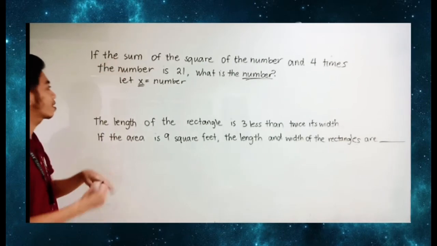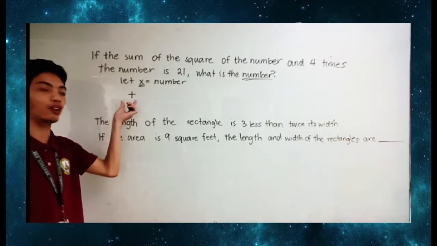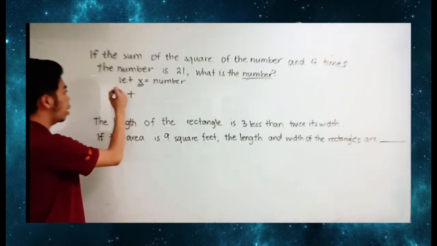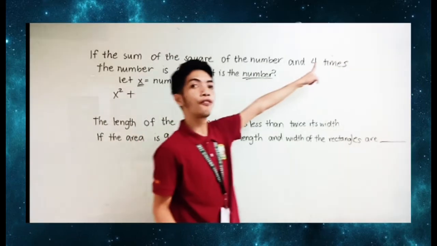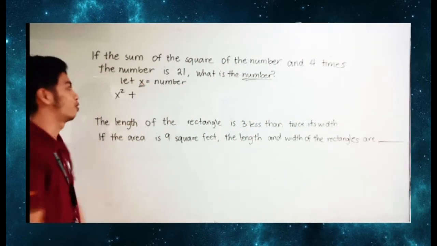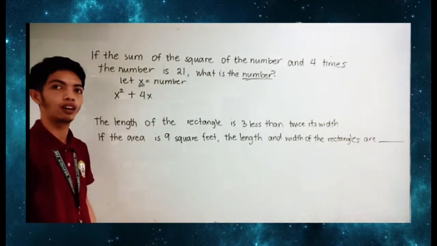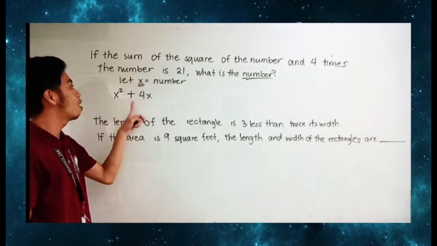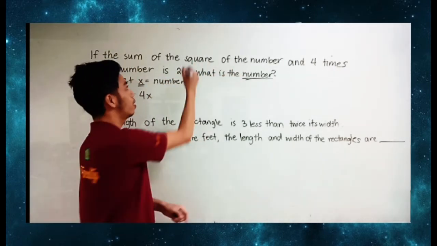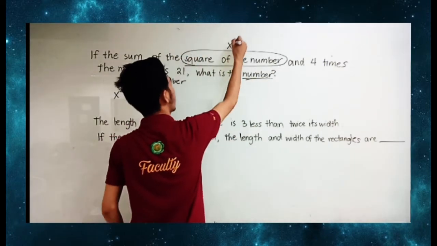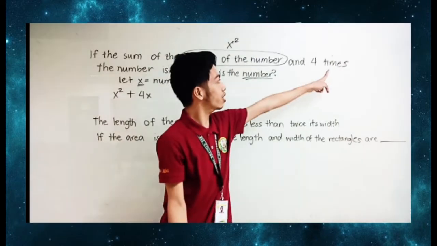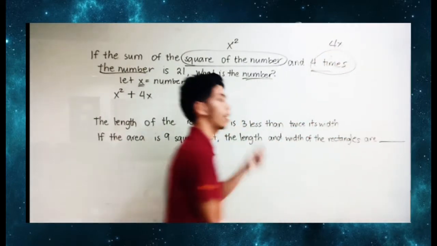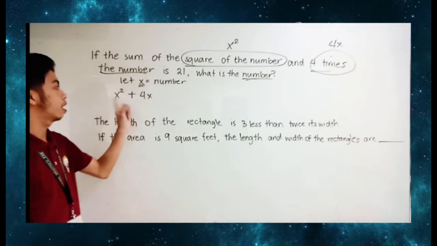Ang sabi, the sum. Okay, kung sabi the sum, plus yun. The sum of the square of the number, okay, yung isa yung square ng number, and 4 times the number. So, itong square of the number, translate as x squared. And then, yung 4 times the number, ito, it will be translated as 4x.